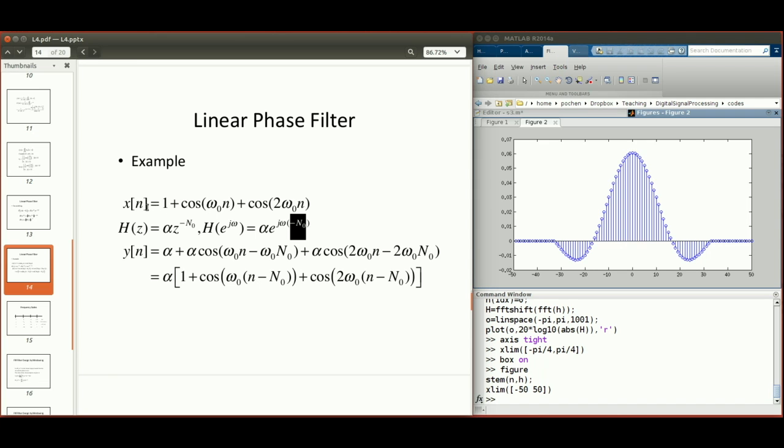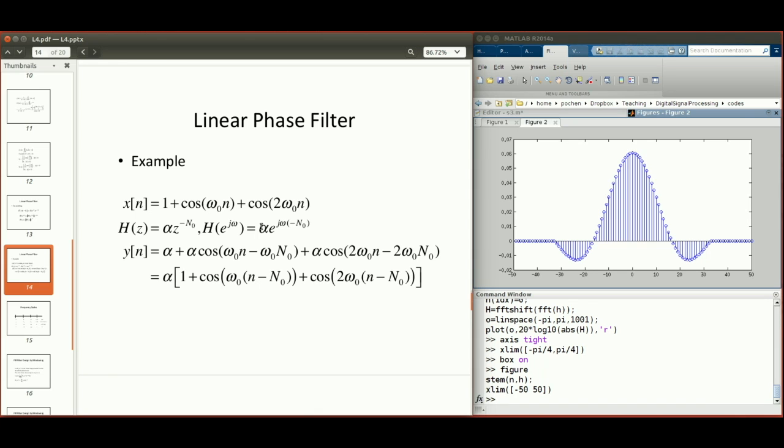And then suppose the input signal is x[n] that looks like that. We apply this particular filter onto this input signal. Then what's going to happen? Effectively, suppose we convert x[n] into the Fourier domain and we get big X(omega). Then we multiply big X(omega) with big H(omega), the transfer function of the filter. What we get is big X(omega) multiplied with alpha e to the j omega minus big N0.